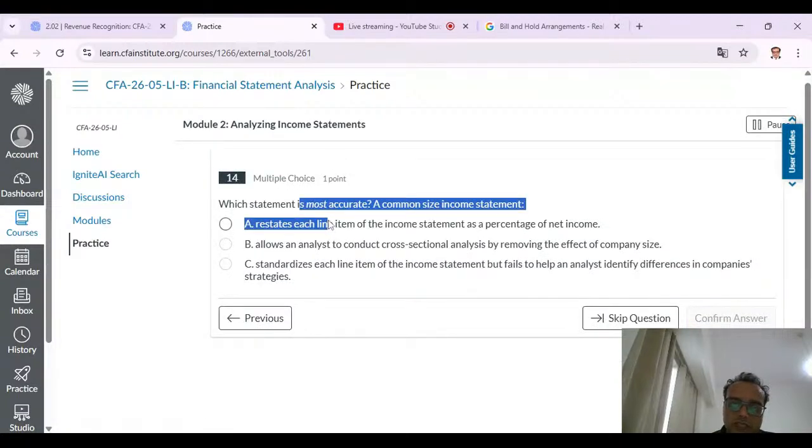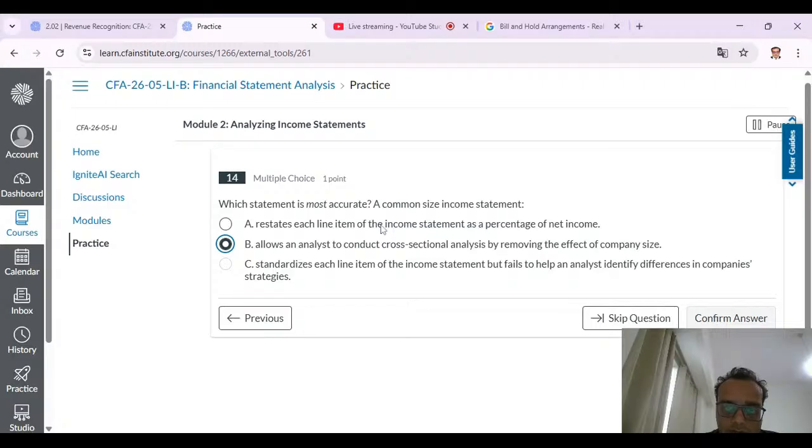Which of the statements is most accurate? A common size income statement restates each line item of the income statement as a percentage of net income, which is false. Restating each line item as a percentage allows the analyst to conduct cross-sectional analysis by removing the effect of company size, standardizes each company's line items of the income statement but fails to help an analyst identify differences in company strategies. The common size income statement allows this, this is true, yeah.